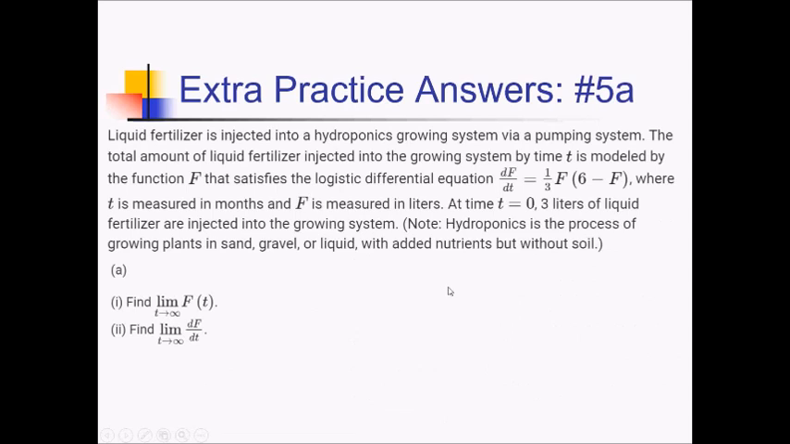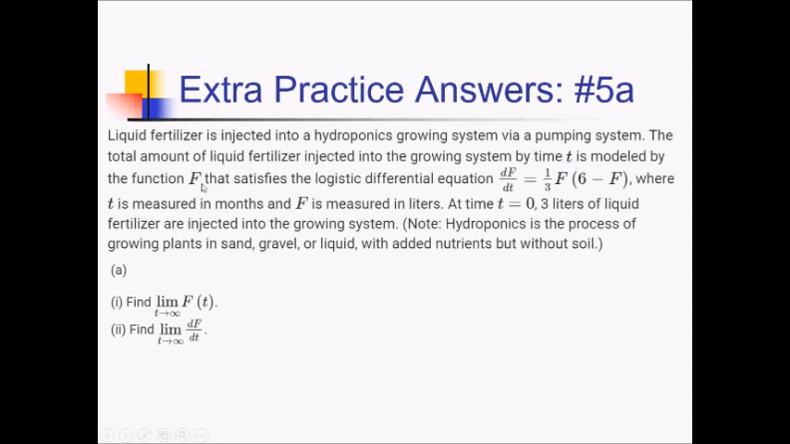On this free response problem, we have some liquid fertilizer injected into a hydroponics growing system. And by the way, hydroponics is the process of growing plants in sand, gravel, or liquid with no soil but some added nutrients. So we have this hydroponics growing system. Liquid fertilizer is being pumped in there with a pumping system. And the total amount, here comes the math now, the total amount of liquid fertilizer injected in there by time t is modeled by the f function.